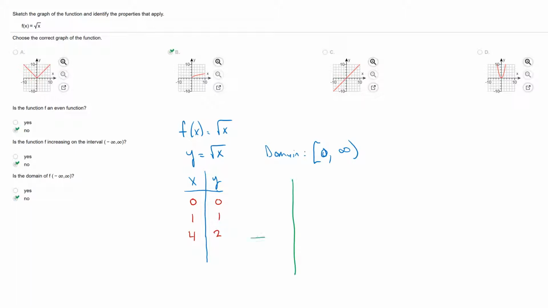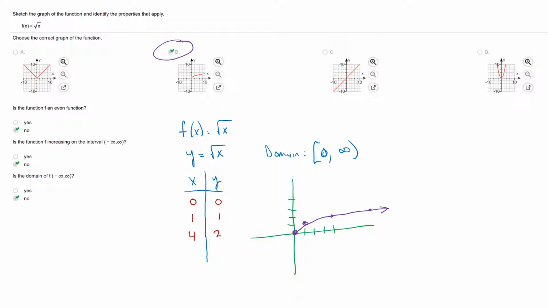And if we sketch this, so we have (0, 0), (1, 1), and (4, 2). The next solution would be, if I plug 9 in for x, I would get 3 for y. It'd be like out here somewhere. And so here's the graph. And you notice that corresponds to graph B.